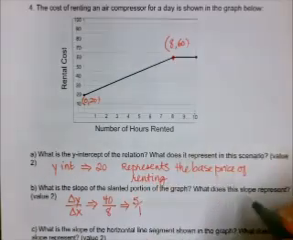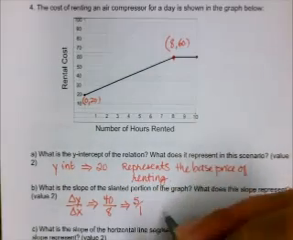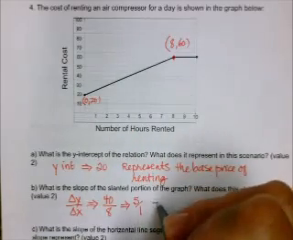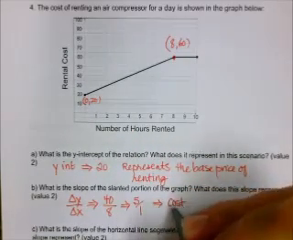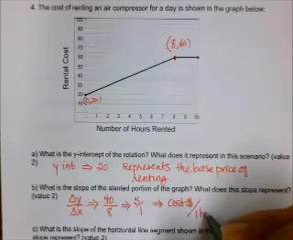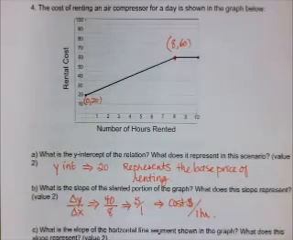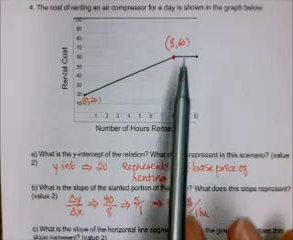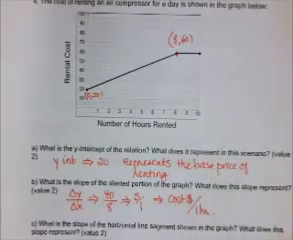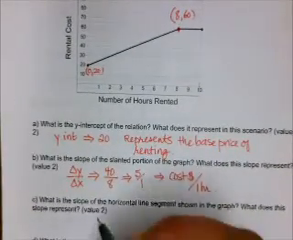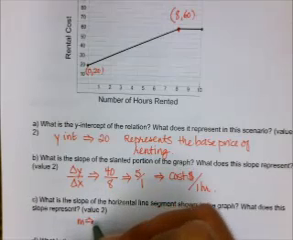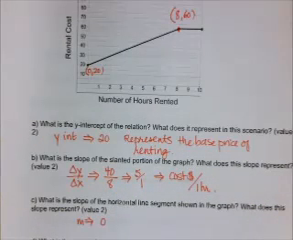And what does that represent? What does this slope represent? Well, that represents the cost per 1 hour. So that's the cost, money, per 1 hour of rental. All right, and then it says, what is the slope of the horizontal line segment? Well, anytime you have a horizontal line segment, like this one right here, that's a zero slope. So we don't even have to figure anything out. The horizontal slope is 0. Not undefined, it's a 0.